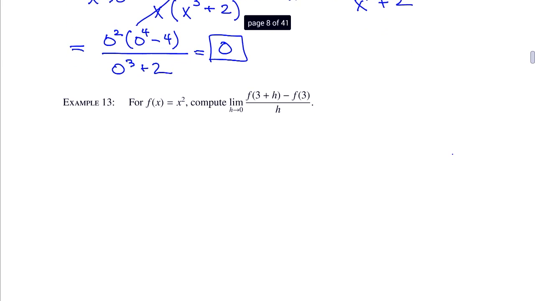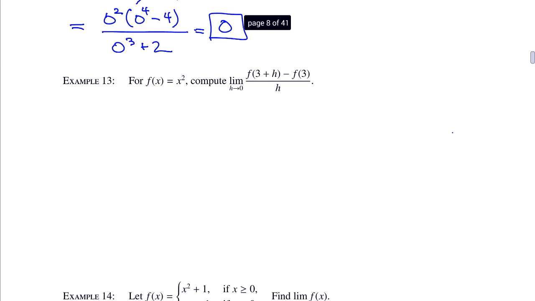Suppose you're given a function, f of x, and then some quantity involving that function with a limit. We'll be doing more of these toward the end of the week. This is a very special thing called the difference quotient, and that leads us into the derivative. But this is the limit as h goes to 0. So it doesn't have to be x. It could be, whatever, h. And the function that we need to take the limit of is f of 3 plus h minus f of 3 over h.